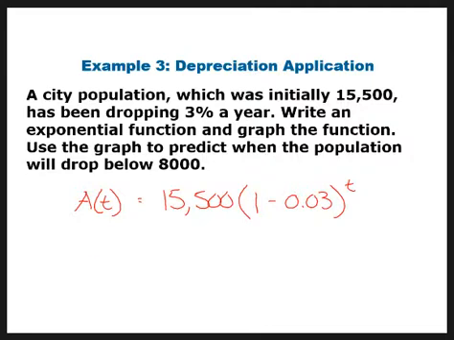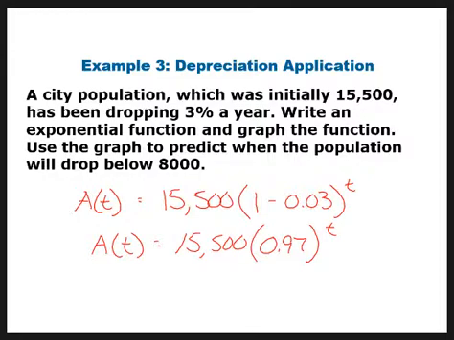Okay, so our final function would be 15,500 times, if we take 1 minus 0.03, we'd get 0.97 to the t. Now again, this would make sense because if it's supposed to be decay, you should be getting a number inside parentheses that looks like that, less than 1. So this is going to represent a decay model.